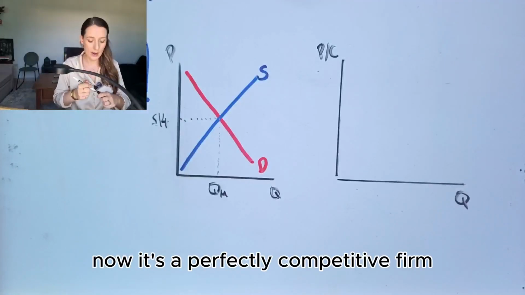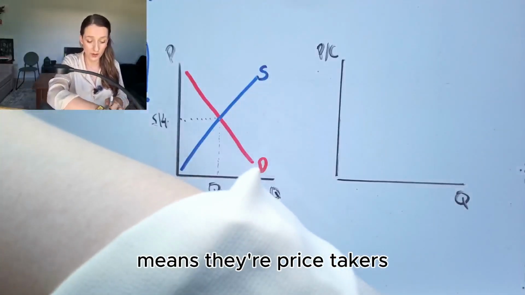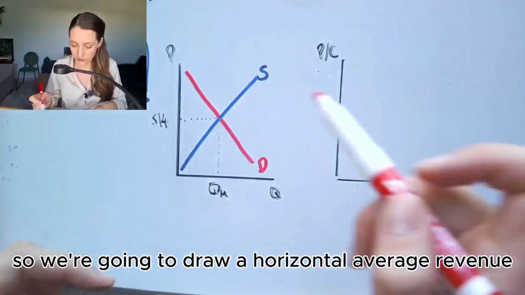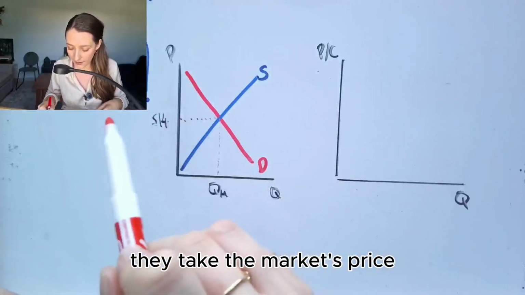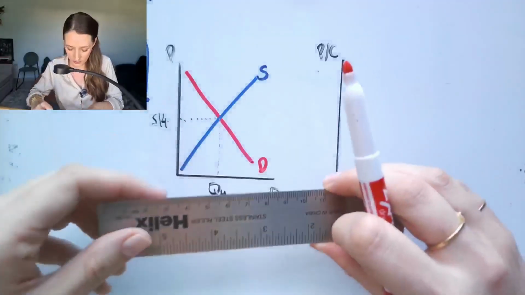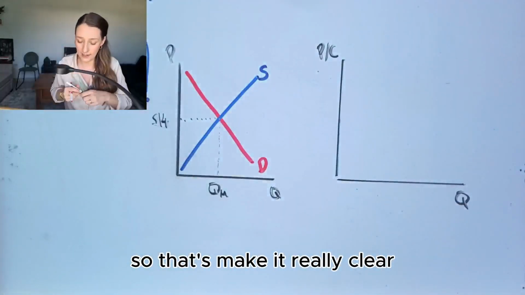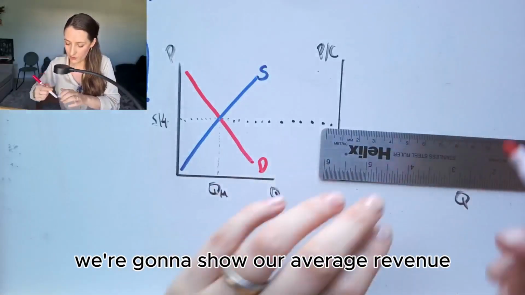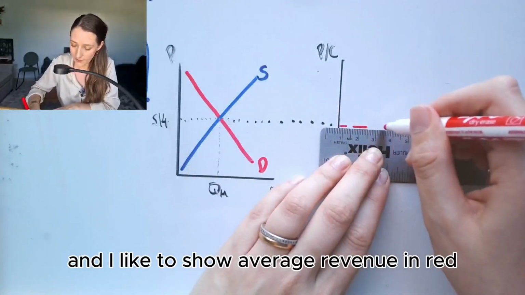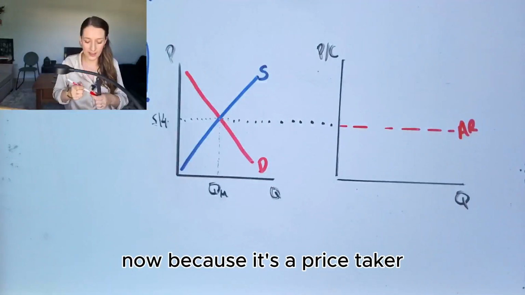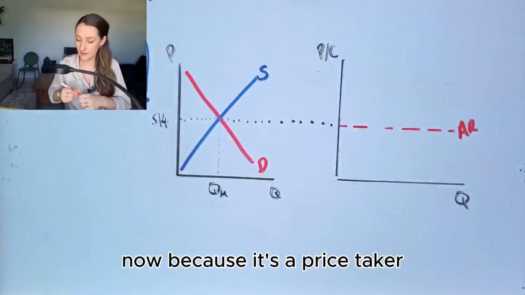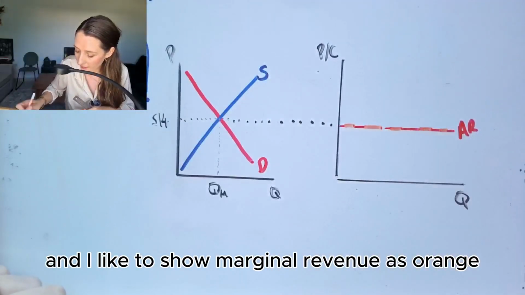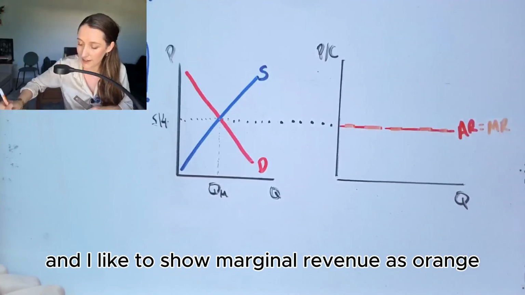Now, it's a perfectly competitive firm. It means they're price takers. So we're going to draw a horizontal average revenue that reads from the market. They take the market's price. So perhaps to make it really clear, keep tracking our price across. We're going to show average revenue, and let's show average revenue in red. Now, because it's a price taker, our marginal revenue is going to lie on top of that. And I like to show marginal revenue as orange.